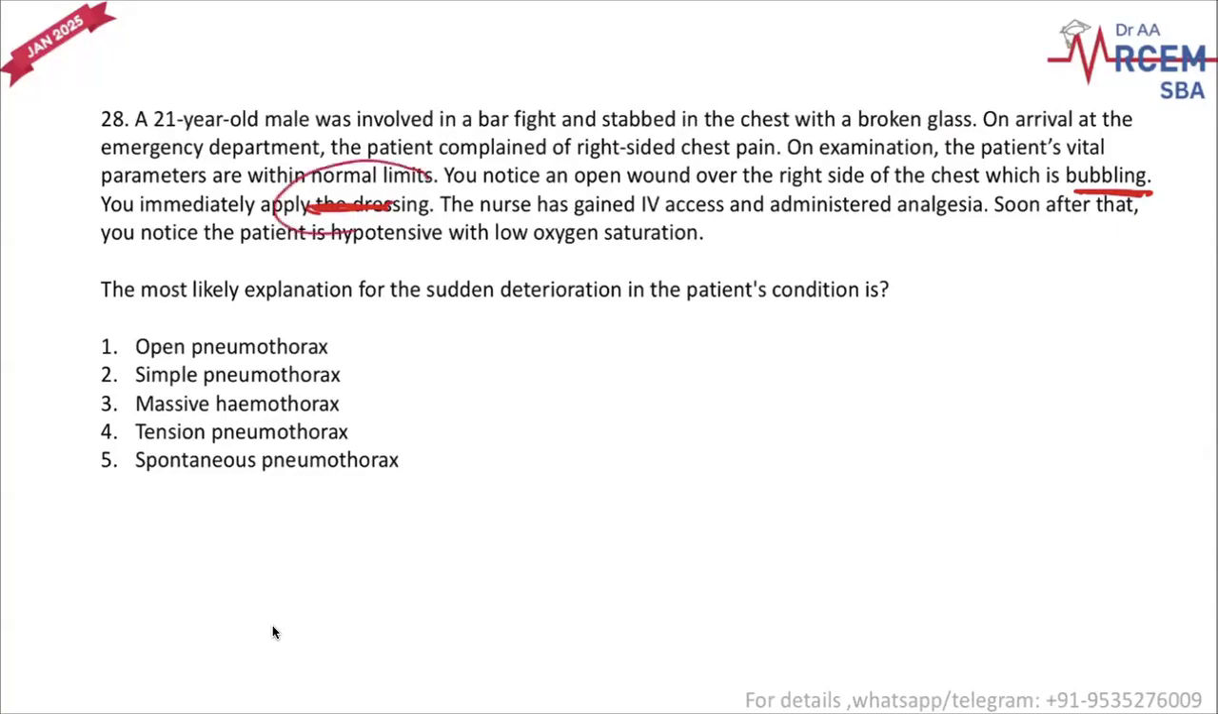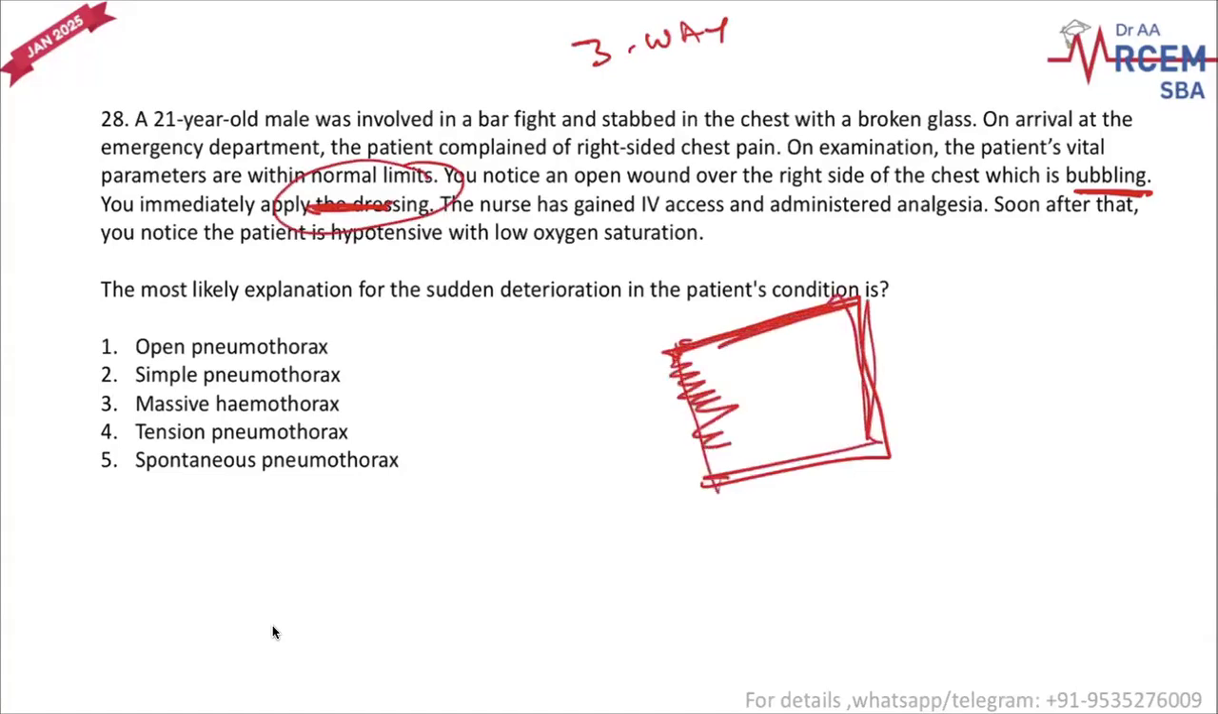Dressing, they are saying what we are supposed to do. We are supposed to apply a three-sided dressing. One side should be non-occlusive, it shouldn't be occluded. Only the three-sided dressing needs to be done. What happens if we do a four-sided dressing? There will be retention of air resulting in development of tension. Most likely it is a four-sided dressing you have done instead of a three-sided dressing, resulting in tension pneumothorax. That is the explanation of sudden deterioration of this patient. So the right answer is the fourth one.